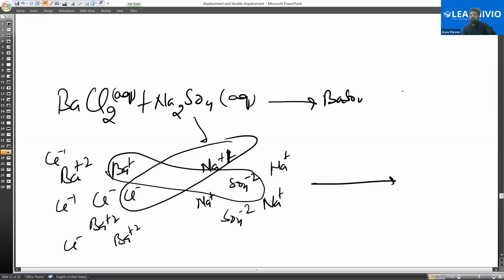BaSO4 plus NaCl. Why am I writing that? Why am I not writing Ba2SO4 like here Na2SO4? The reason behind it is very simple: barium valency is 2 and sulfate is also 2. So it will be BaSO4. समझ आया? So we will balance it later. यहाँ पे 2 is balance होता है.